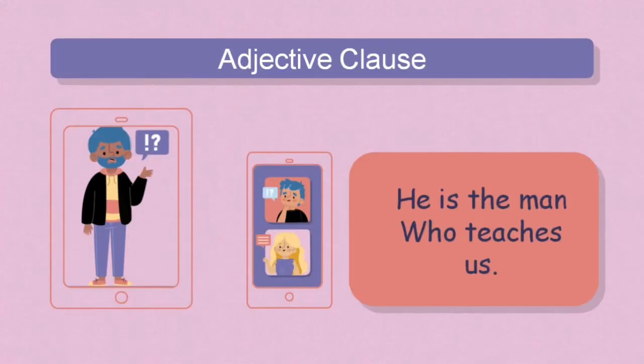In this sentence, there are two clauses. The first clause is the man, and the second clause is who teaches us. The clause who teaches us is called a dependent clause. Why? Because it cannot stand alone and it has the function to describe the word man.